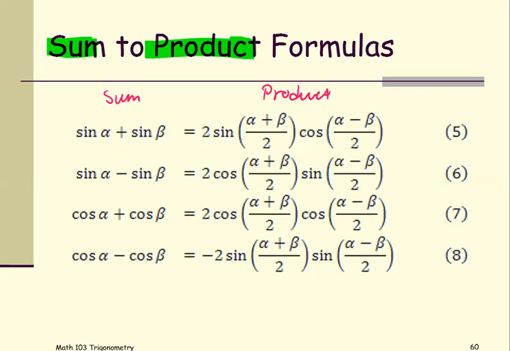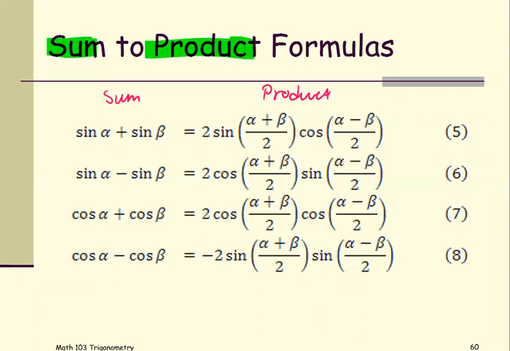times sine of a half of the sum of alpha and beta multiplied by cosine of a half of angle alpha minus beta. Next one, sine of alpha minus sine of beta is 2 times cosine of a half of the sum of angle alpha and beta times sine of a half of the difference of angle alpha and angle beta.